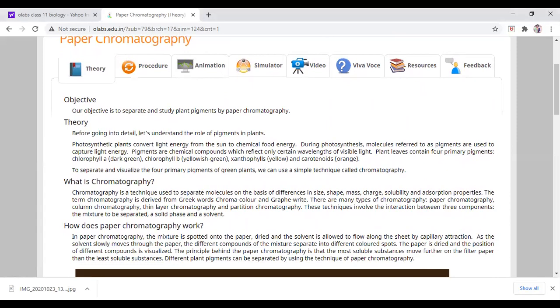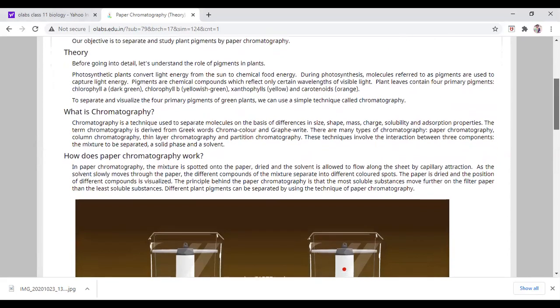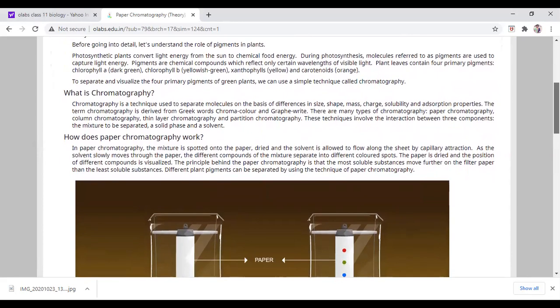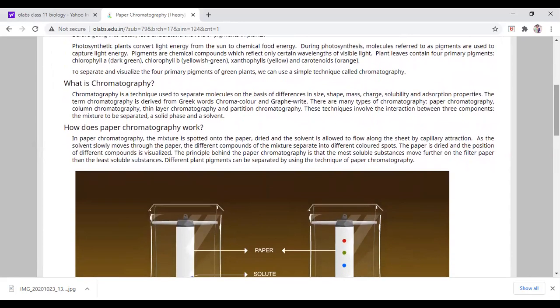Theory. Before going into details, let's understand the role of pigments in plants. Photosynthetic plants convert light energy from the sun to chemical food energy. During photosynthesis, molecules referred to as pigments are used to capture light energy. Pigments are chemical compounds which reflect only certain wavelengths of visible light, and plant leaves contain four primary pigments: chlorophyll A, dark green; chlorophyll B, yellowish green; xanthophylls, yellow; carotenoids, orange.